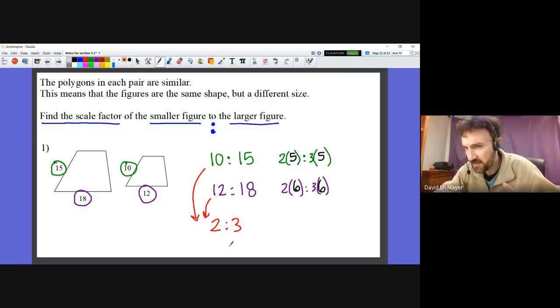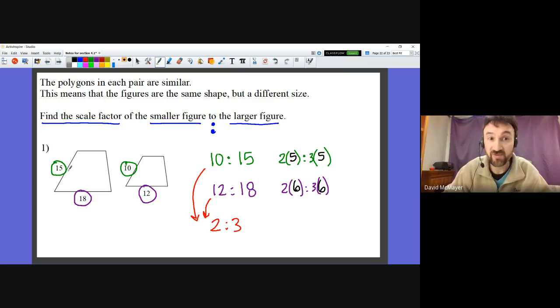Think about what that means. All that really means is if I take the bigger shape and multiply by 2, and the smaller shape and multiply by 3, I'm going to turn both shapes into the same shape. 2 times 15 is 30. 3 times 10 is 30. Those side lengths would match. 2 times 18 is 36, and 3 times 12 is 36. Those side lengths would match.